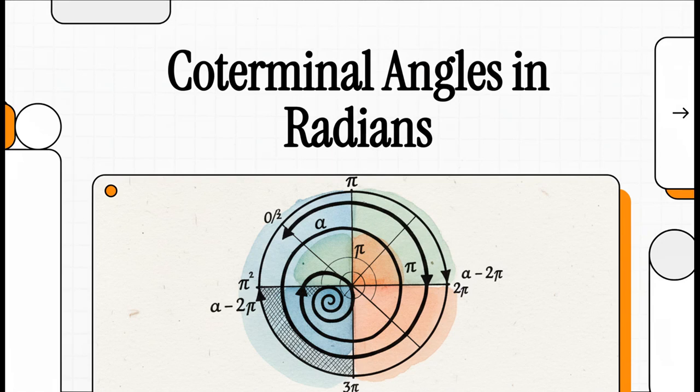All right, let's jump right in. Today, we are tackling a concept that is just so crucial for trigonometry, coterminal angles. And we're going to be doing it in radians. I'm telling you, if you can nail this down, a whole bunch of other trig concepts are going to click into place. So let's get to it.